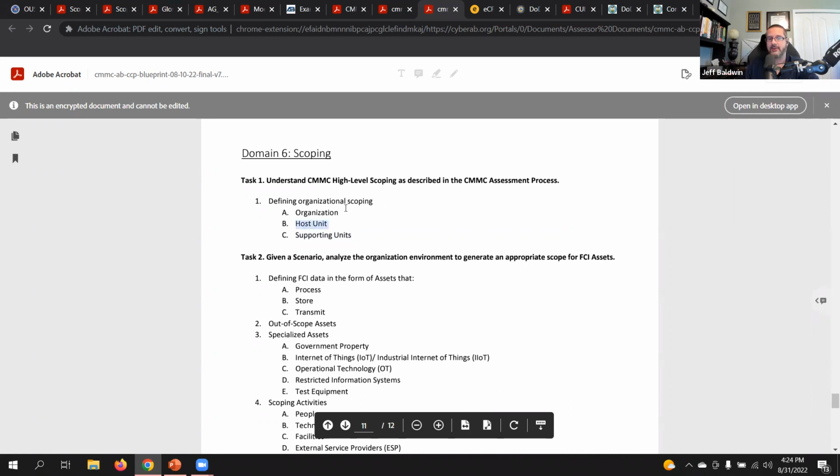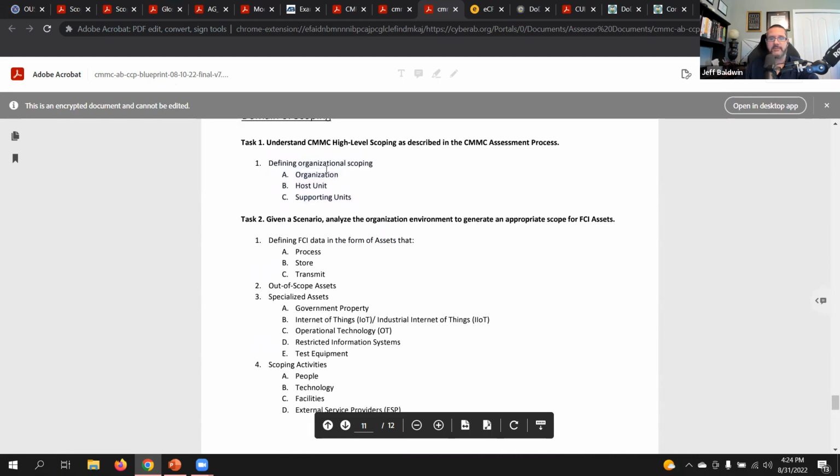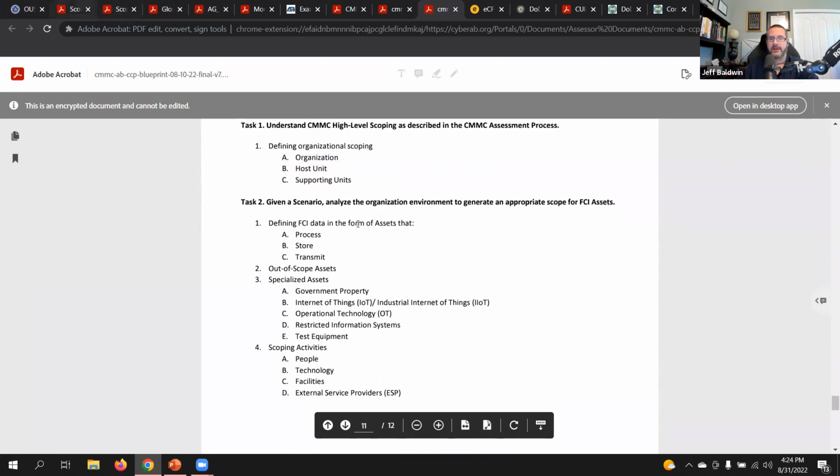So the way that I view organizational scoping is what parts, what business units, what divisions, what entities, what segments need to follow the CUI protection requirements and the FCI protection requirements for CMMC. So that's one level of scoping. Because when we think of scoping, we're typically thinking of information system scoping, and not necessarily thinking of it in terms of organizational scoping. So that's some older information that's still in this blueprint that's not getting covered in the scoping guide.